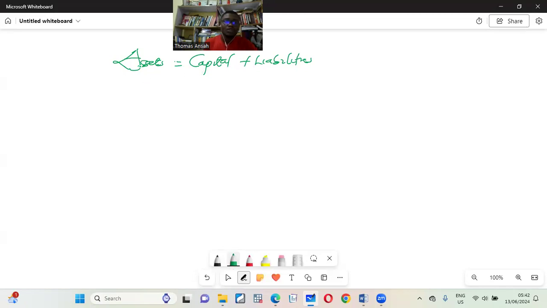Now, you need to also understand some examples of assets. Here they are categorized into fixed assets, or NCA, non-current assets. And from the very beginning of basic accounting, I gave you examples of the things that are there. Then you have current assets.